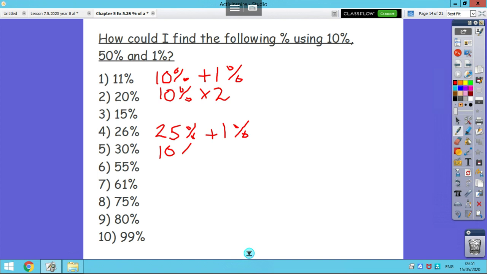30%, we could find 10% and times it by 3. 55%, well, we could find 50%, find 5% using 10% and add them together, and so on. Okay, there's lots and lots we can do here. For 80%, I'd probably find 10% and then multiply it by 8, etc. For 75%, I'd find 50% and add 25%. And you'd find 75% there. Lots of things you can do.